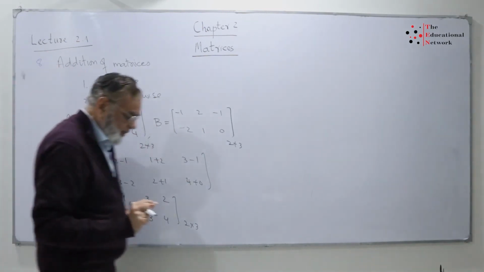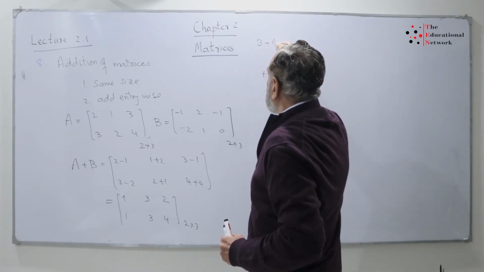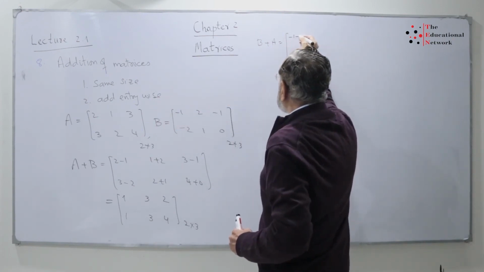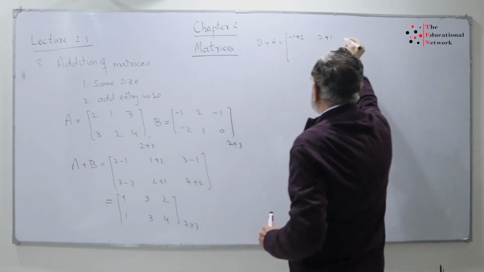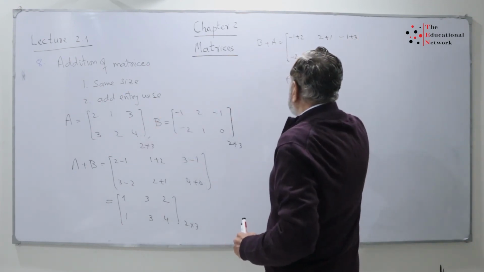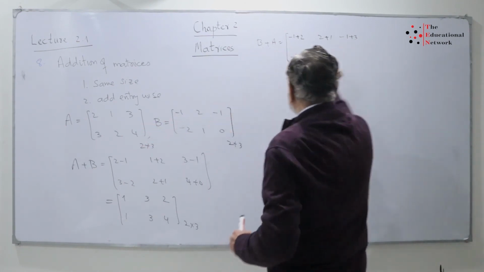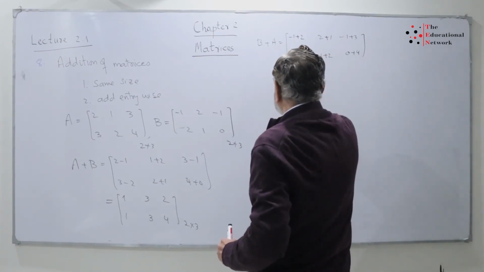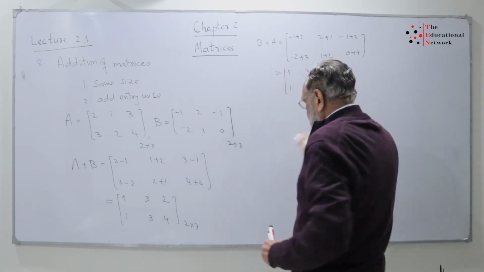Now we can see one more property: if we add B plus A, the result will remain the same. We add B plus A: minus 1 plus 2, 2 plus 1, minus 1 plus 3, then minus 2 plus 3, 1 plus 2, and 0 plus 4. So the result we get is 1, 3, 2, 1, 3, 4.